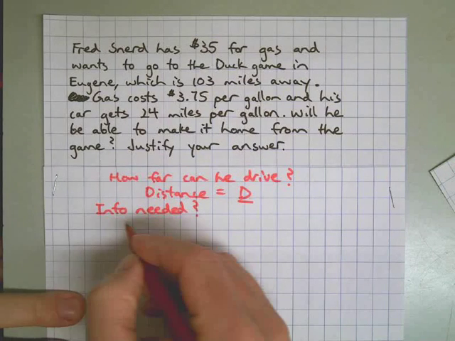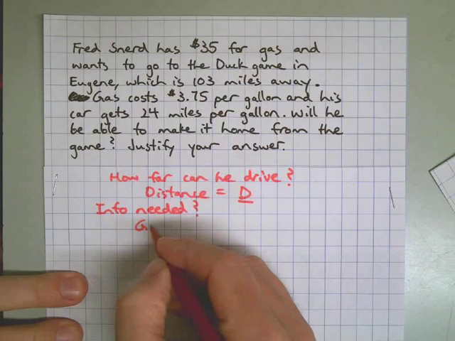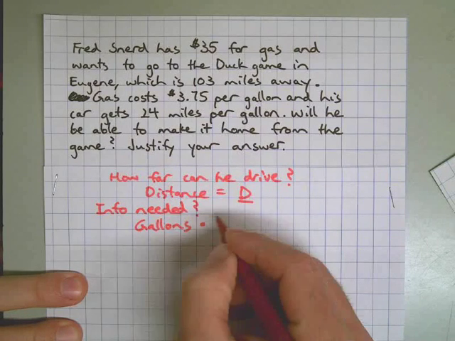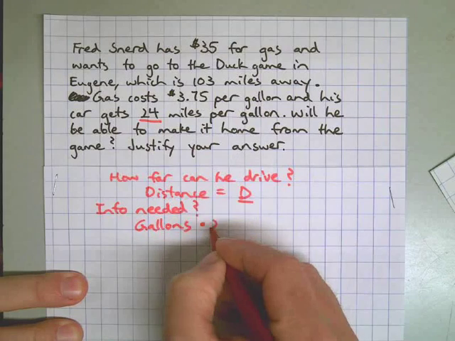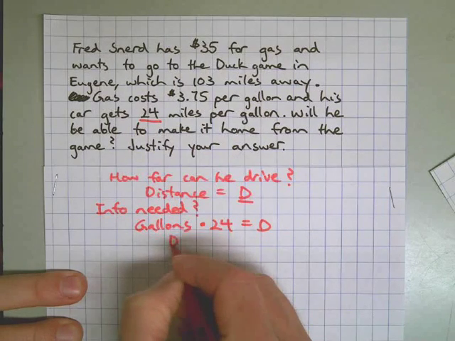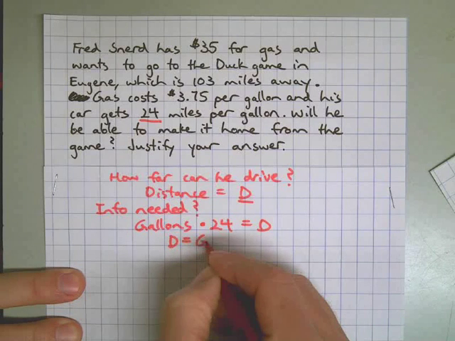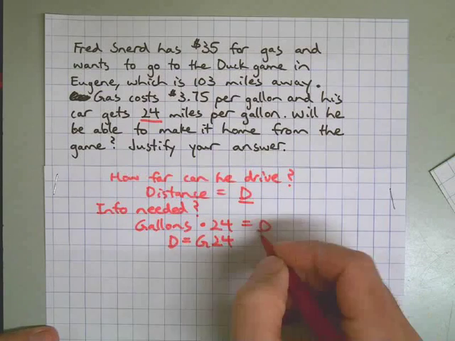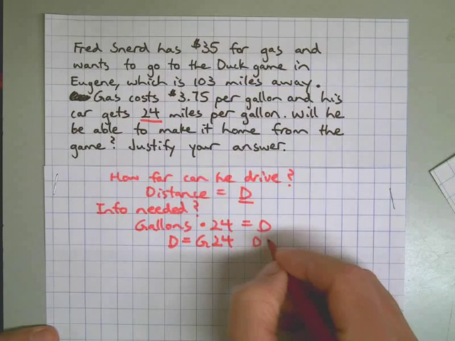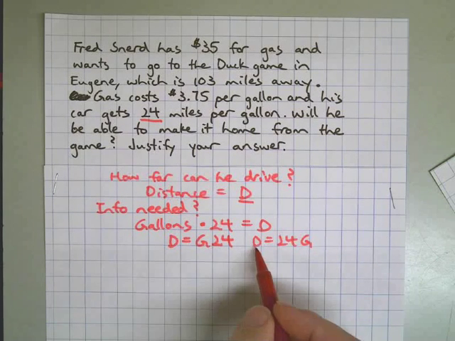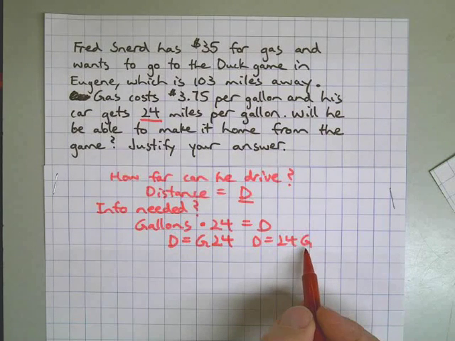We need to know how many gallons of gas he needs, and we need to multiply that by his mileage, and that's going to equal the distance. So here's an equation. Distance equals gallons times 24. Or technically we should write it like this, with the coefficient first. We do not know the distance. We do not know how many gallons of gas he needs, so let's start with that.